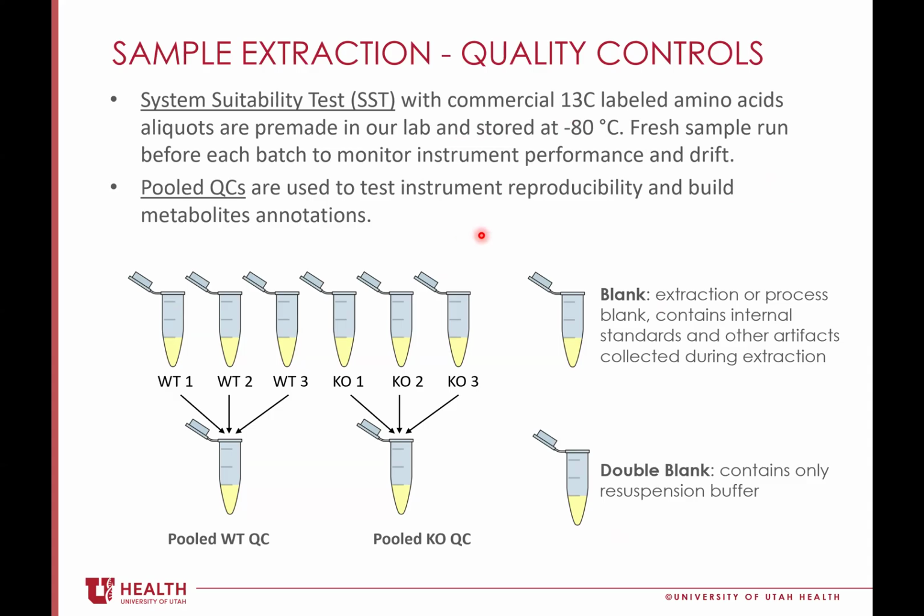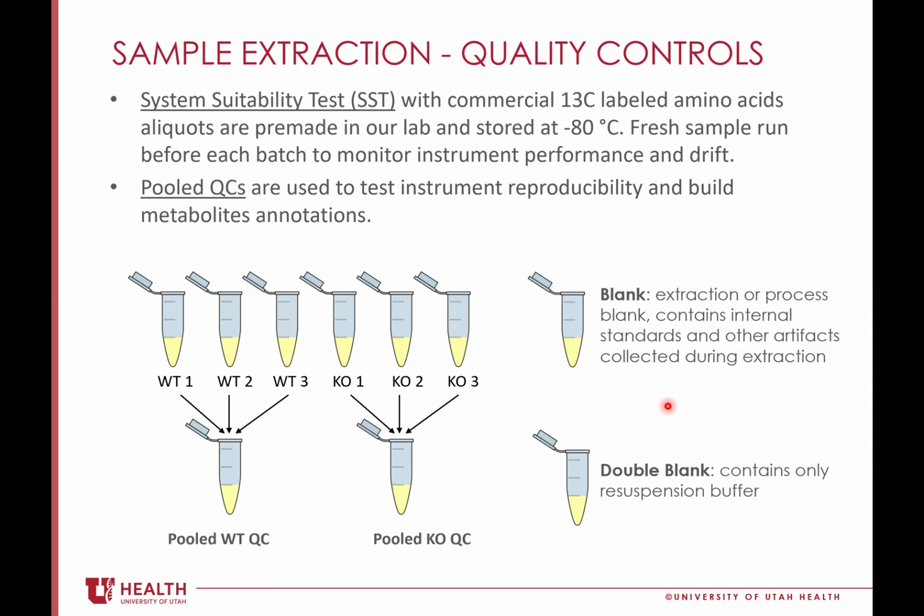We also do pool QCs. This is where we take a small aliquot of every one of the samples we extracted, and then we build those into the profile. We test a pool QC every couple of samples. Shown here is one way to do this: we can pool the QCs for the wild type and pool the QCs for the knockout, if we're looking at knockouts. But usually we're just pooling them all together as one. We use these also to follow drift of instruments. So we have multiple layers of quality control.